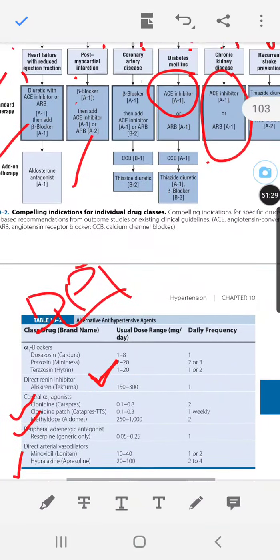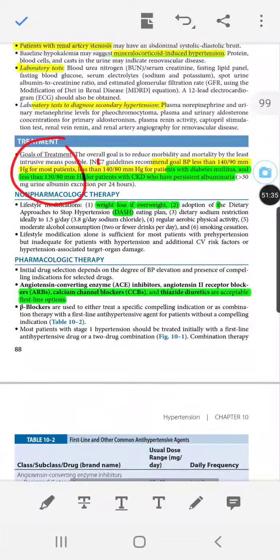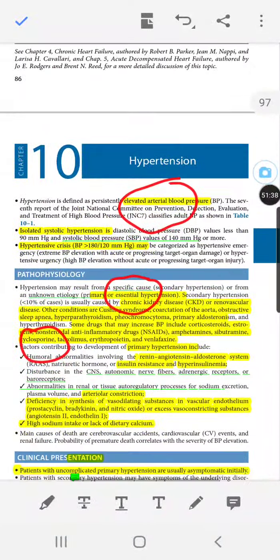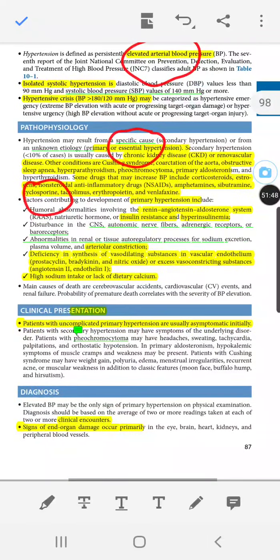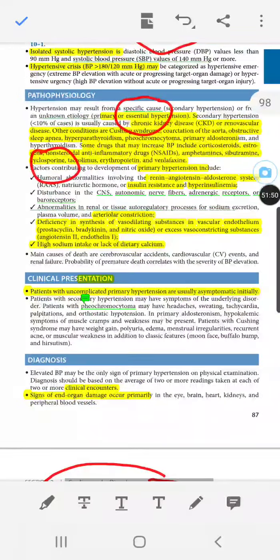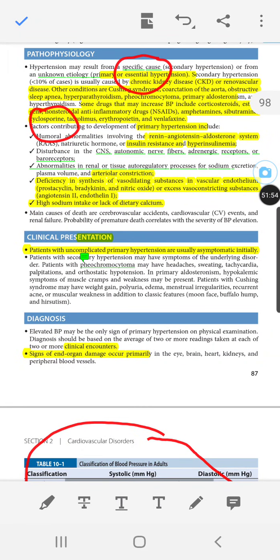So this is all about hypertension. What is the actual definition of hypertension? We have discussed in detail in this video what systolic hypertension, isolated systolic hypertension, and hypertensive crisis are, and what the causes of hypertension are, secondary hypertension and primary hypertension.